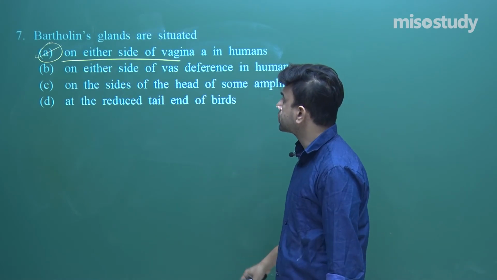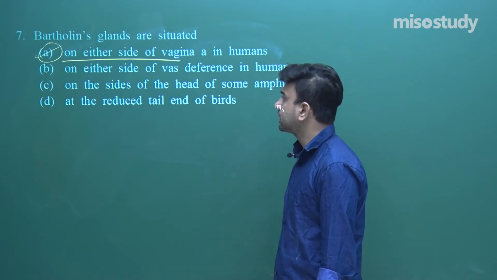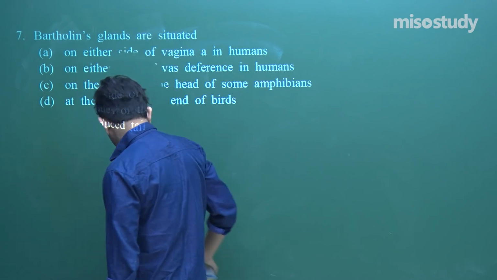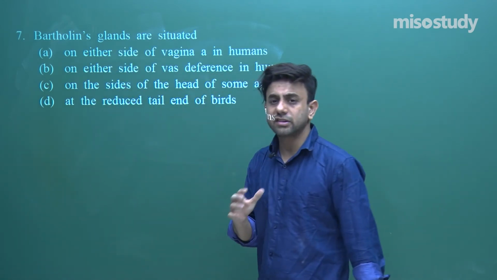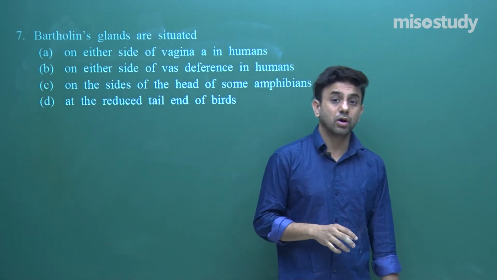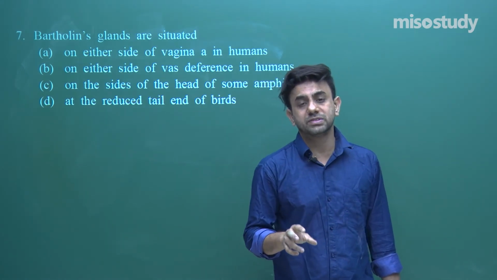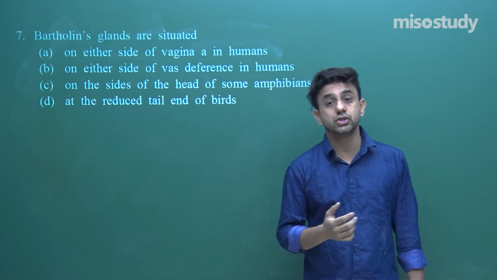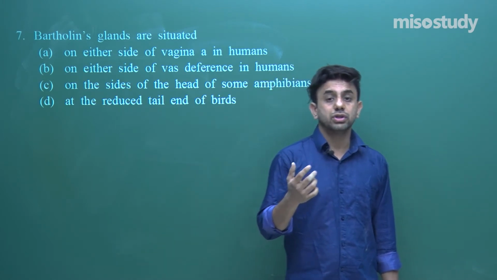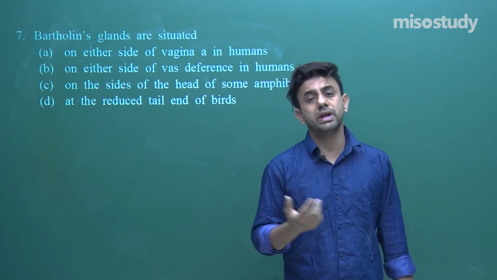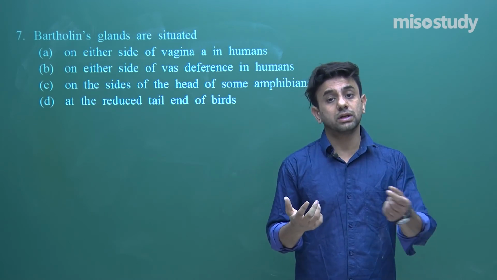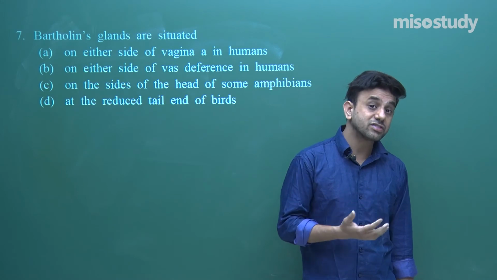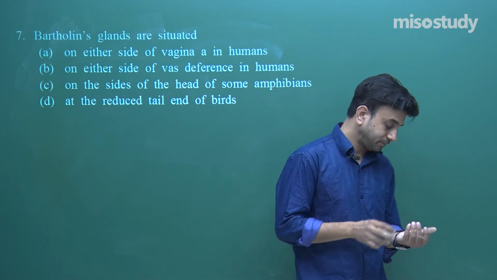Moving on to the next question: the Bartholin glands are situated where? Now, what are these Bartholin glands, and where are they present? The Bartholin glands are present on the inner side of the labia minora, the thin inner lips of the vagina, and they are responsible for the secretion of mucus during copulation, as well as during the birth of the child.